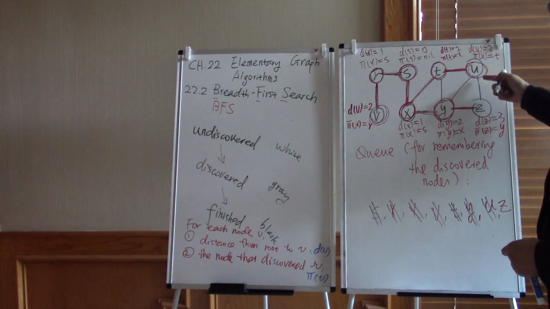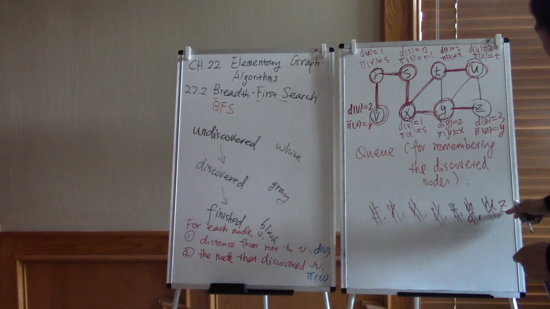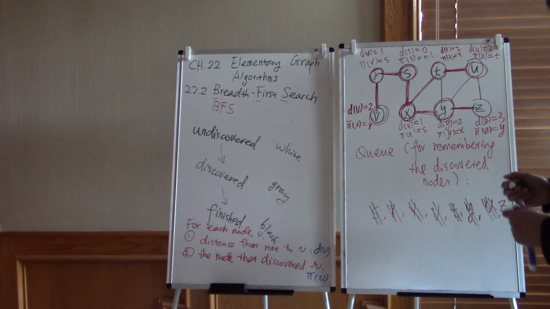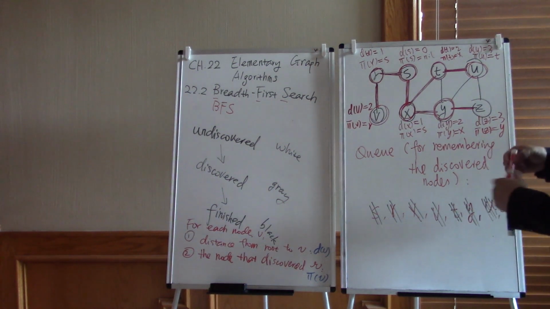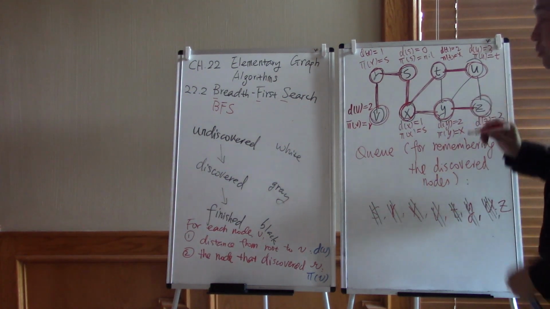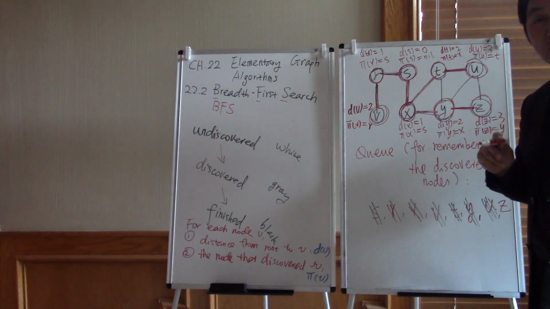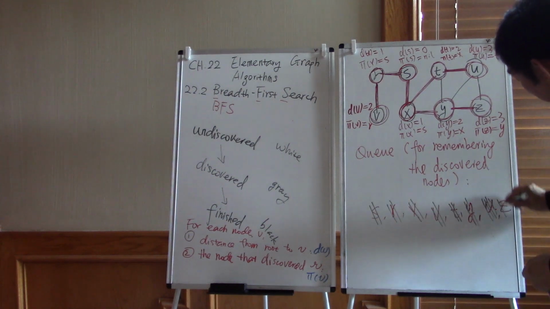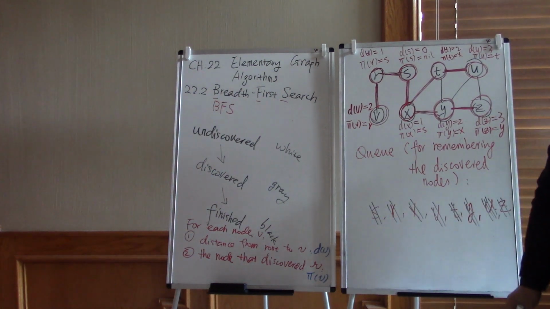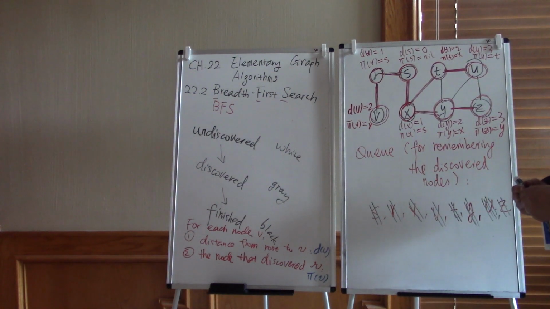The next node is Z. So from Z, can we discover any new node? From Z, we cannot discover any new node. So Z is also finished. Okay, so therefore we are done. Now the queue is empty, and we say that the BFS is finished.